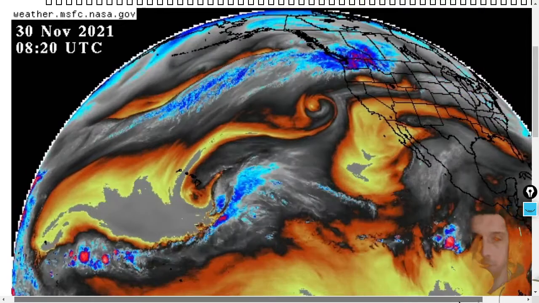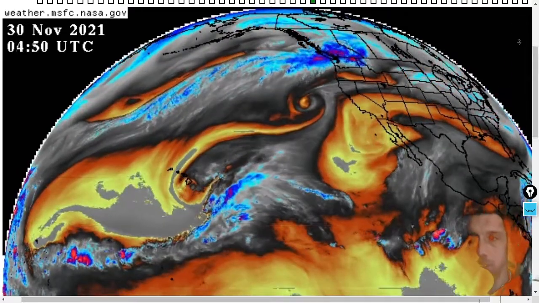And here is the water vapor scenario over the Pacific Ocean.